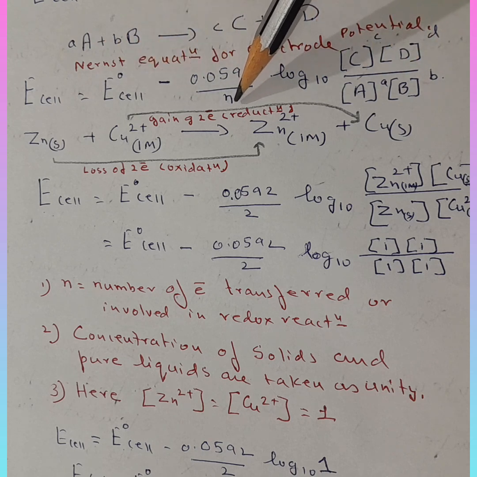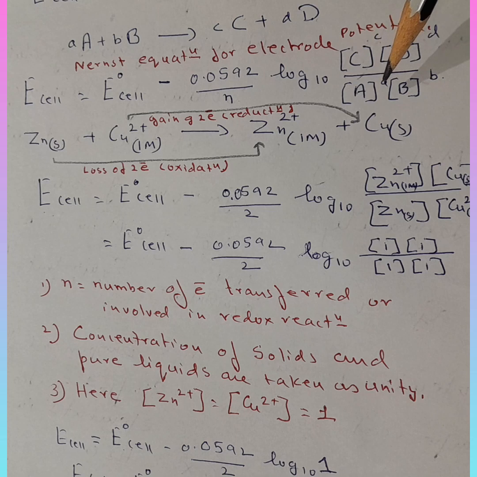Now N is the number of moles of electrons, and this is the concentration of C raised to its stoichiometry, concentration of D raised to its stoichiometry, concentration of A raised to its stoichiometry, and concentration of B raised to its stoichiometry. Obviously it's the equilibrium constant, which we have studied earlier. So we can also write it as log K to the base 10. Fine. Now let's take up an example.